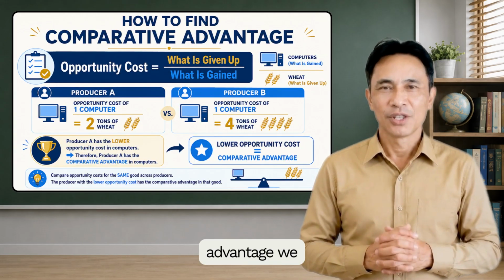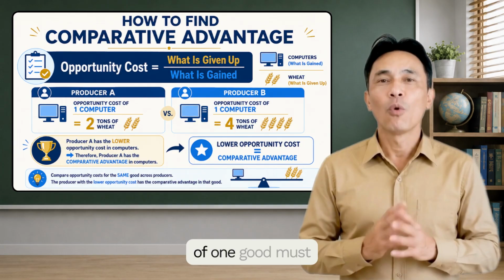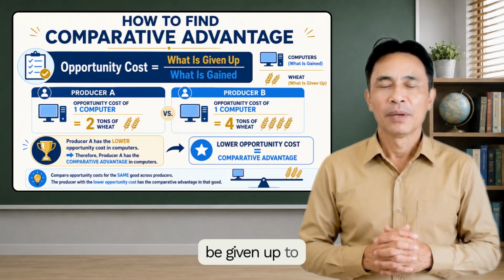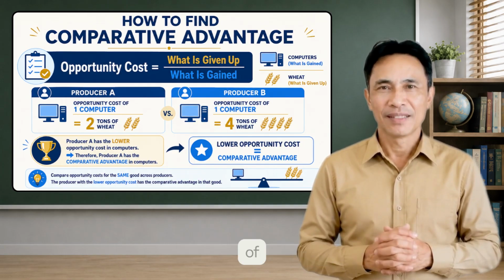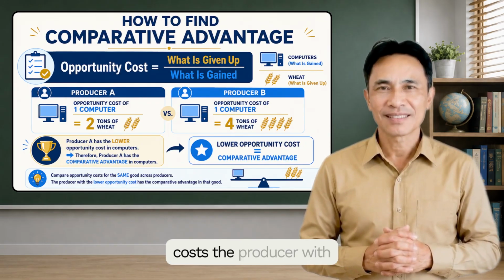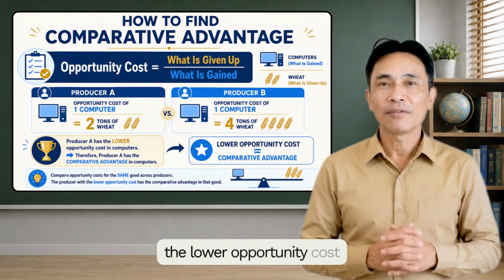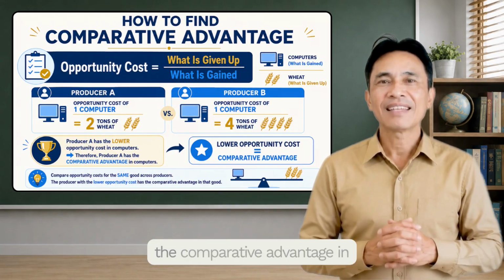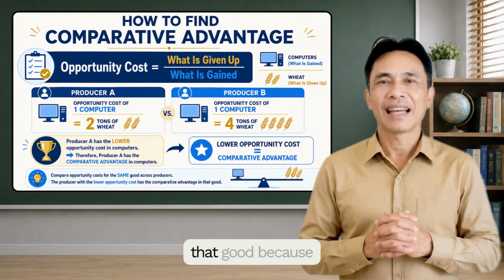To find comparative advantage, we calculate how much of one good must be given up to produce one more unit of the other good. We then compare those opportunity costs. The producer with the lower opportunity cost in a good has the comparative advantage in that good.